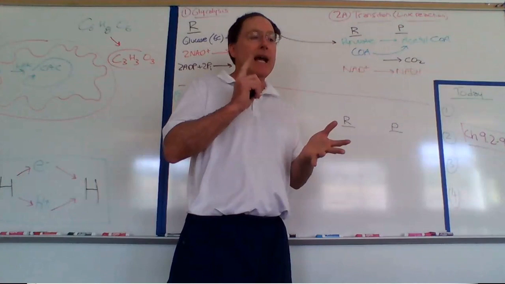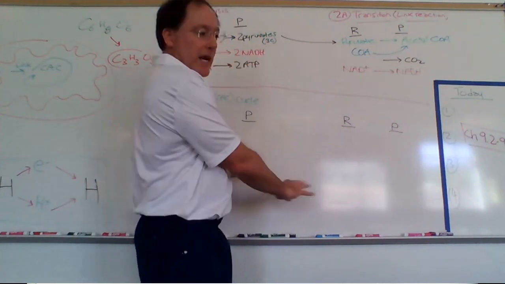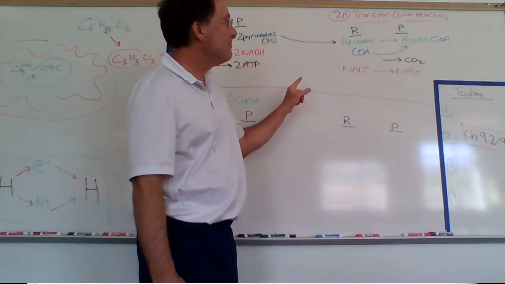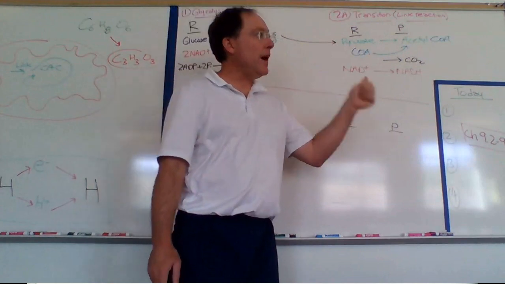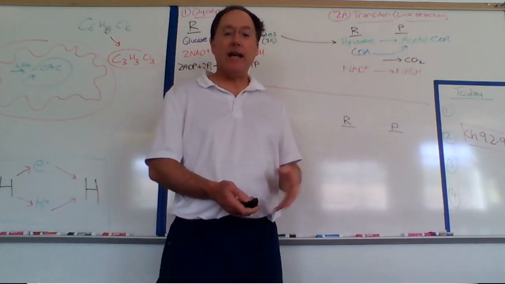Why does it happen? It happens to prepare the pyruvate for the citric acid cycle, where it's eventually going to be broken down into nothing left. So that's the where, the why, and the reactants and the products for the transition reaction. But let's talk about the citric acid cycle.